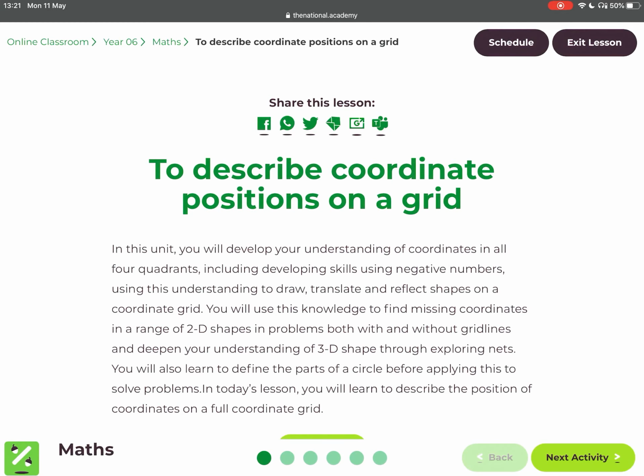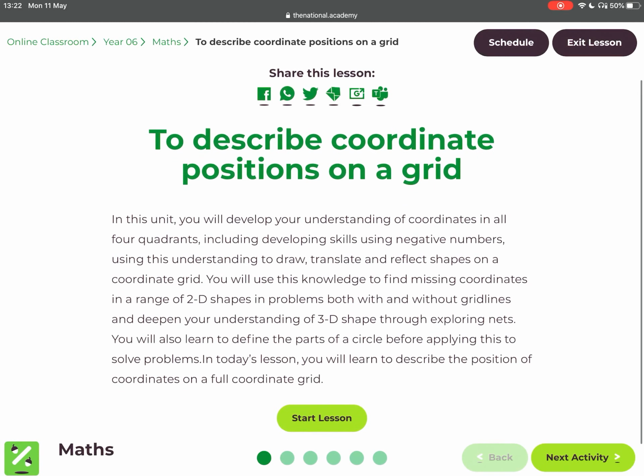You're going to develop your understanding of coordinates in all 4 quadrants, including developing skills using negative numbers, using this understanding to draw, translate, and reflect shapes on a coordinate grid. You will use this knowledge to find missing coordinates in a range of 2D shapes in problems both with and without grid lines, and deepen your understanding of 3D shapes through exploring nets. You will also learn to define the parts of a circle before applying this to solve problems. In today's lesson, you're going to learn how to describe the positions of coordinates on a full coordinate grid.